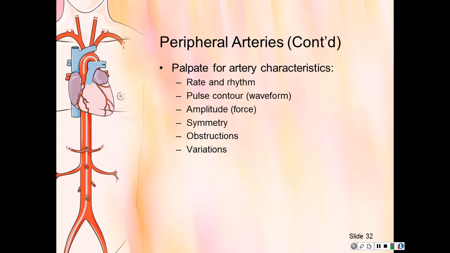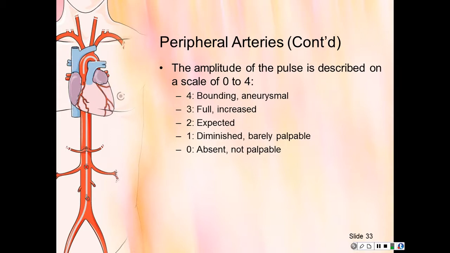And then you want to palpate for arterial characteristics, any rate, rhythm, any kind of pulse contour, amplitude, or the force of it. Is it symmetrical bilaterally, any obstructions or variations that you're noticing either bilaterally or between the upper extremities and lower extremities. And you're going to go ahead and rate them on a 0, 1 to 4 scale, and they're listed here. 2 is what is average.